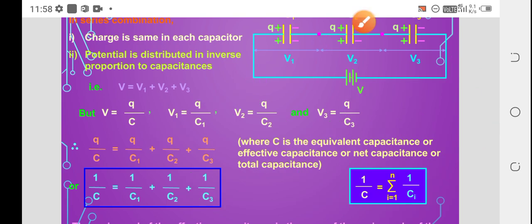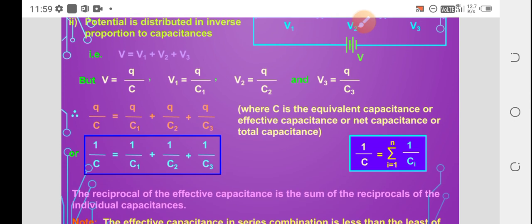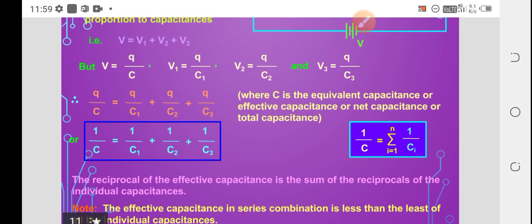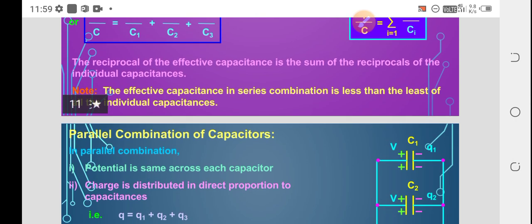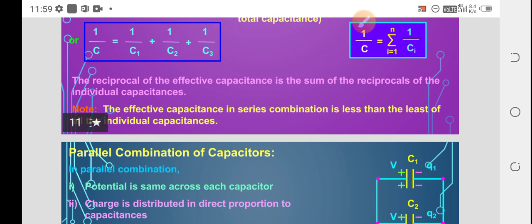So you can see V equal to Q by C, then V1 equal to Q by C1, V2 equal to Q by C2, V3 equal to Q by C3, where Q remains constant as we discussed in the first point. Now substitute these values, Q is common. Then 1 by C equal to 1 by C1 plus 1 by C2 plus 1 by C3. The reciprocal of the effective capacitance is the sum of the reciprocals of the individual capacitances.